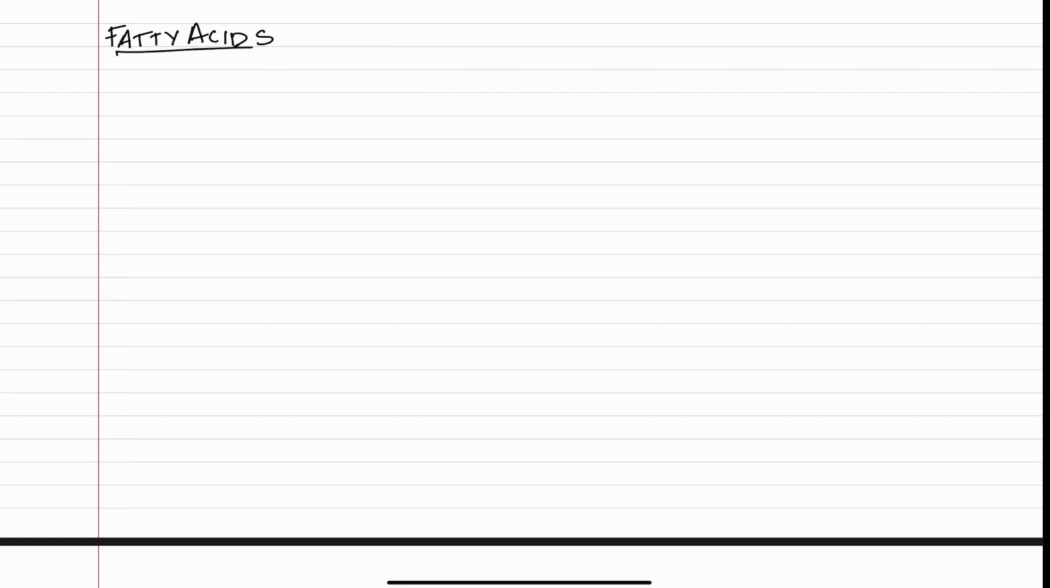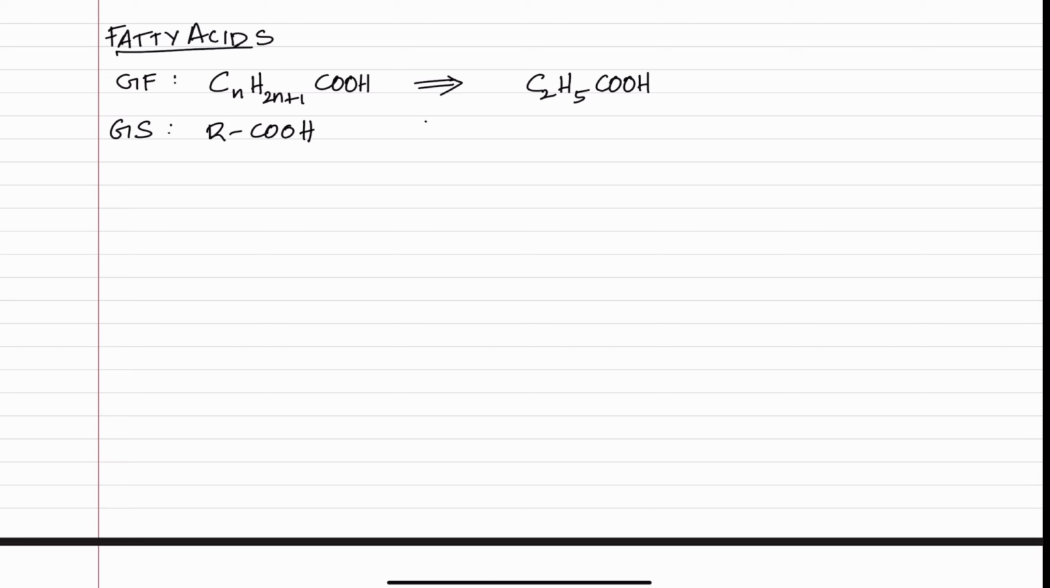I would also like to mention the general formula and general structure of fatty acids. So the general formula would be CnH2n+1COOH. So let's say the carbon number is 2, so that would be C2H5COOH. This is propionic acid according to IUPAC naming. And the general structure would be RCOOH, where R is the hydrocarbon group or hydrocarbon chain.